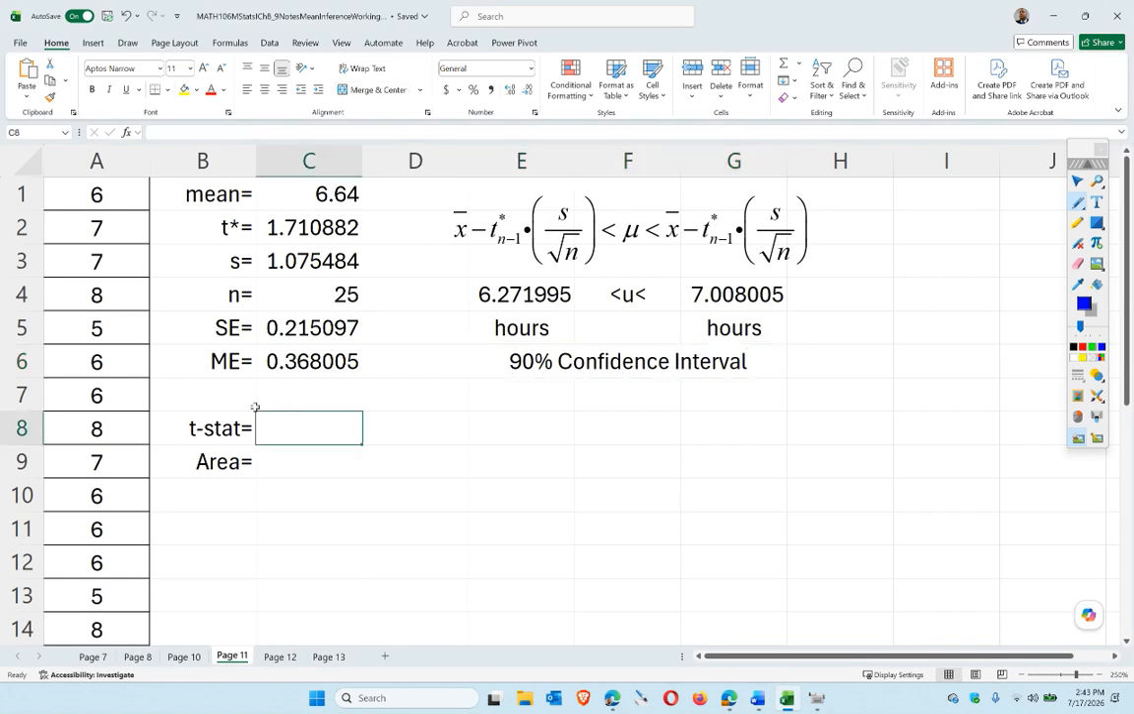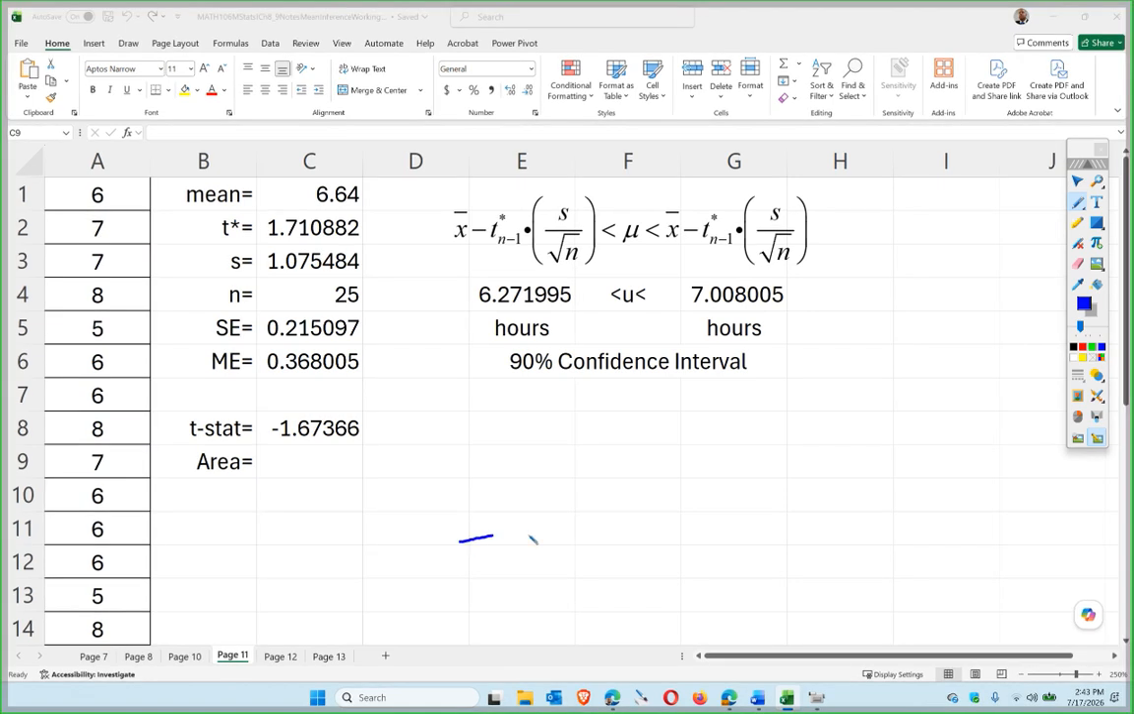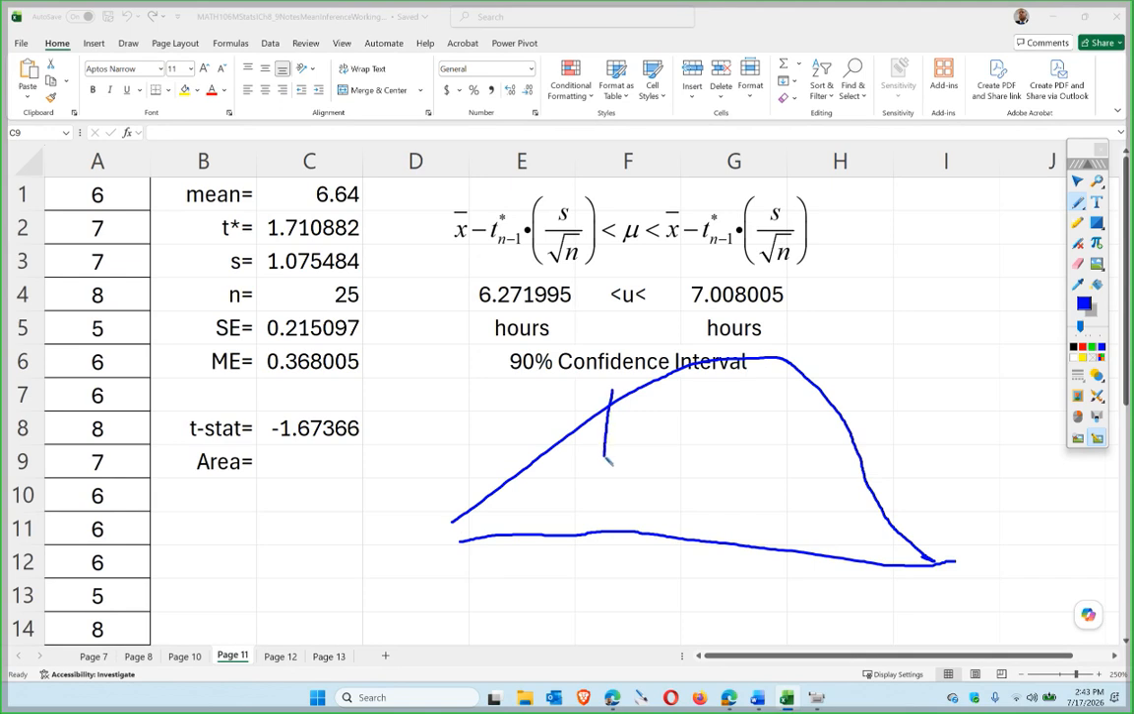So we're going to do the t-stat, which is the sample minus the population divided by the standard error, correct? Okay, so that's our t-value, which is a negative t-value. So that means if we want to figure out the area, it's going to be this area over here. So I don't need to do a 1 minus or anything else essentially.